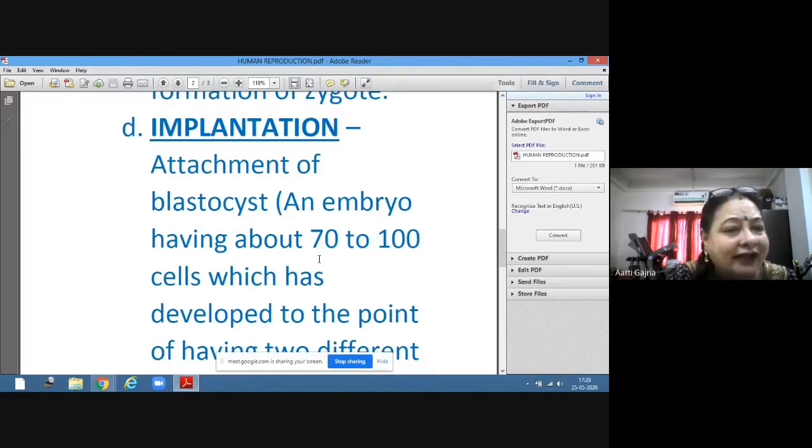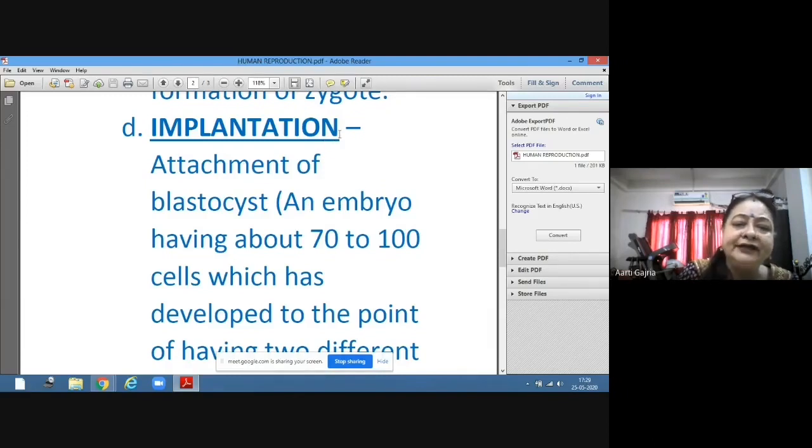But if that doesn't happen, the thick, cushion-type lining of the uterus will get damaged and go waste. And this, with the unfertilized egg, comes out of the vagina in the form of blood and tissues. And that is called menstruation. We are going to study about the menstrual cycle also.